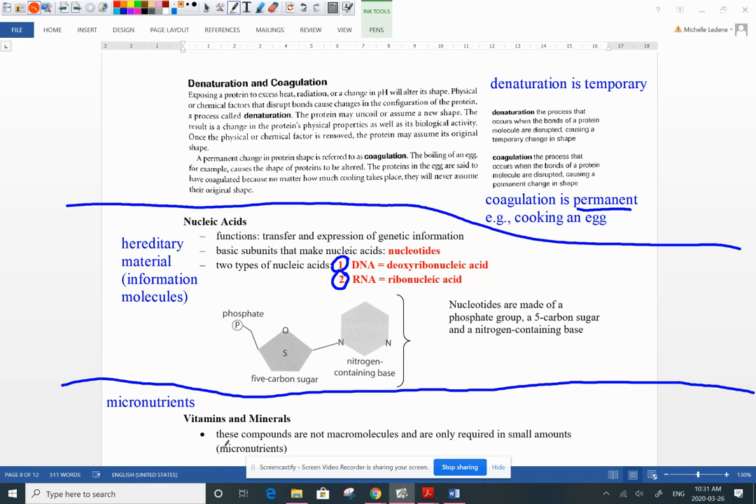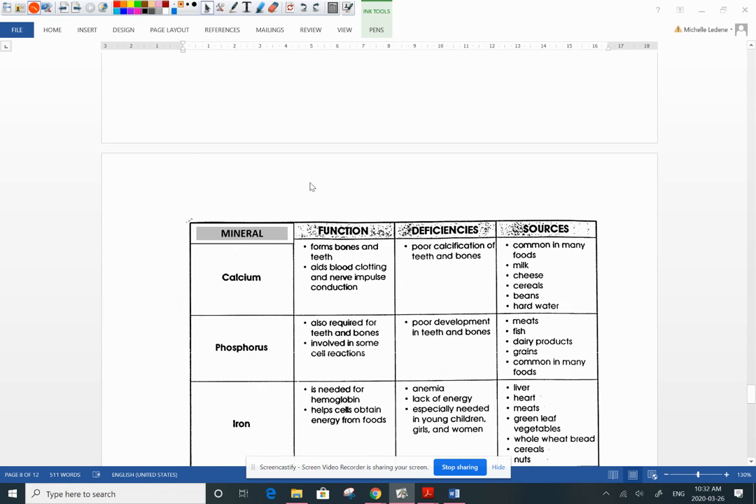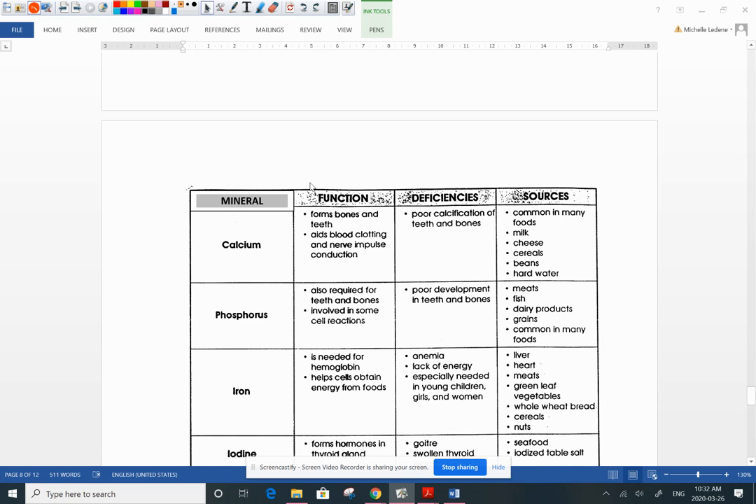And then we have some micronutrients, vitamins and minerals, whether they're organic, they contain carbon, or inorganic. And on the next couple of pages here, just some examples of the different minerals. You don't have to memorize this. This is just more for information and kind of, it's interesting, right?